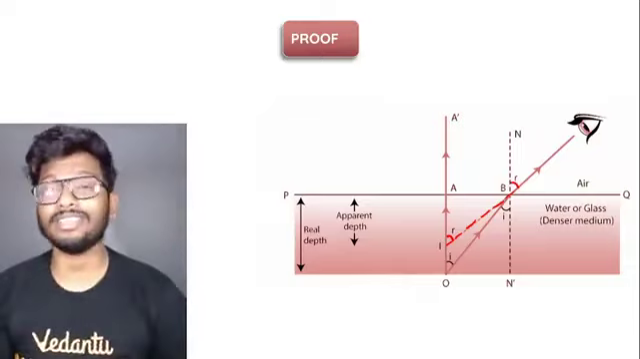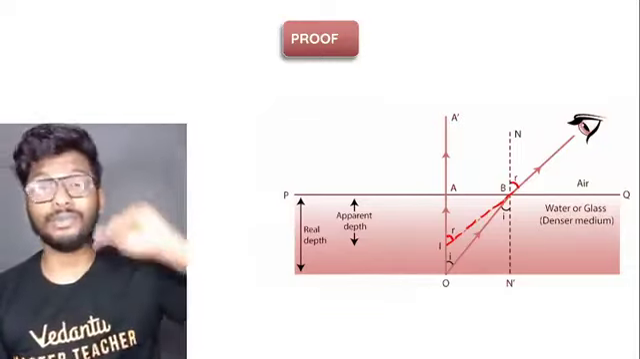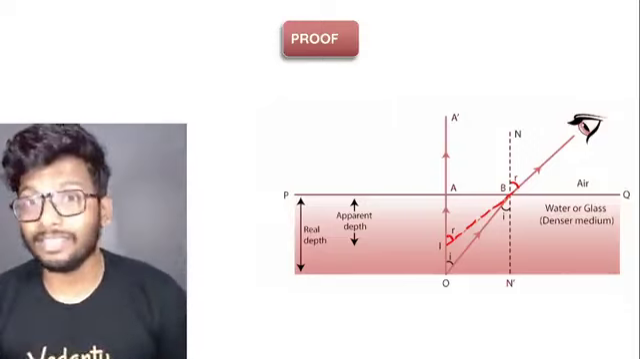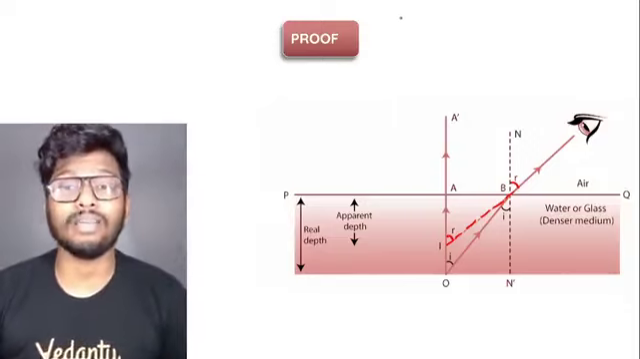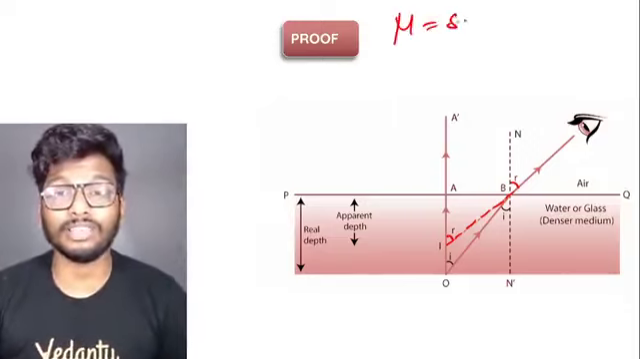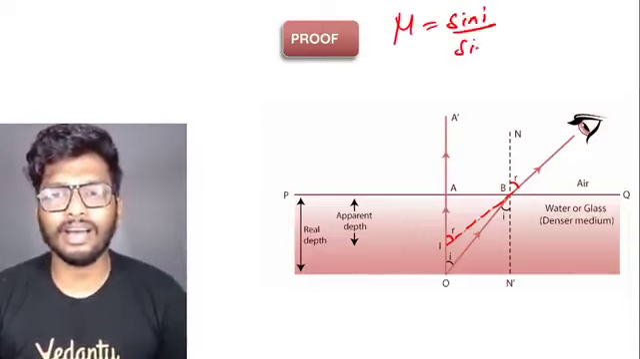What does the second law of refraction say? Sine of angle I to sine of angle R is a constant, which we saw is nothing but the refractive index. So refractive index is equal to sine I by sine R.